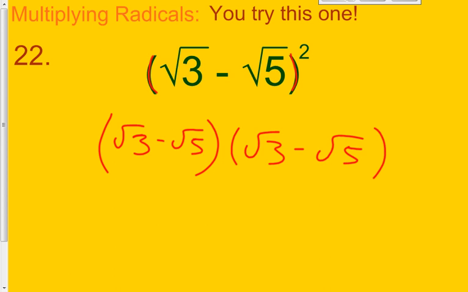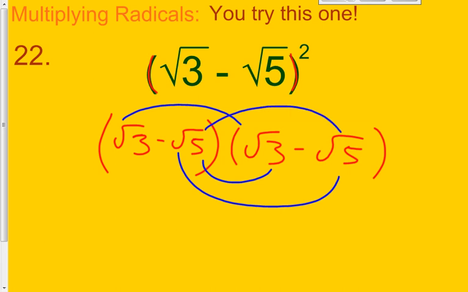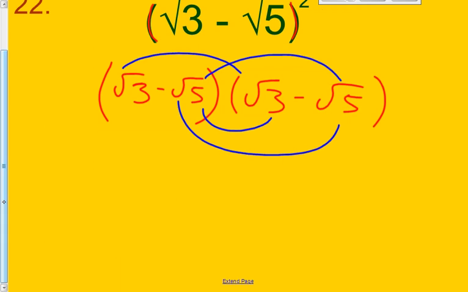And now what happens when you have a binomial times a binomial? You are right, you FOIL. First, outside, inside, last. So the square root of 3 times the square root of 3, we already established that it is the square root of 9, which the square root of 9 is 3. Outside, square root of 3 multiplied by the negative square root of 5 is a negative square root 15.